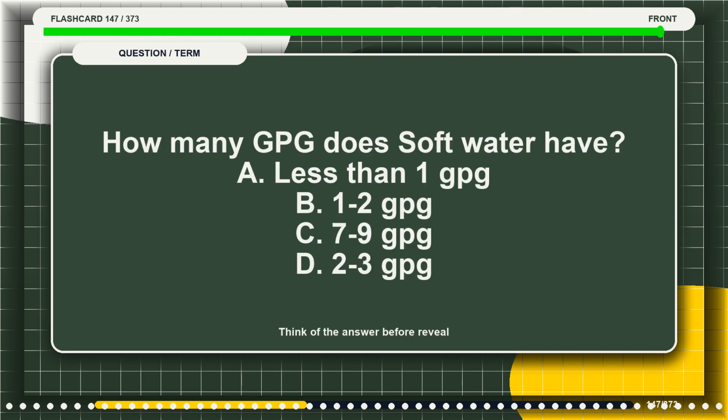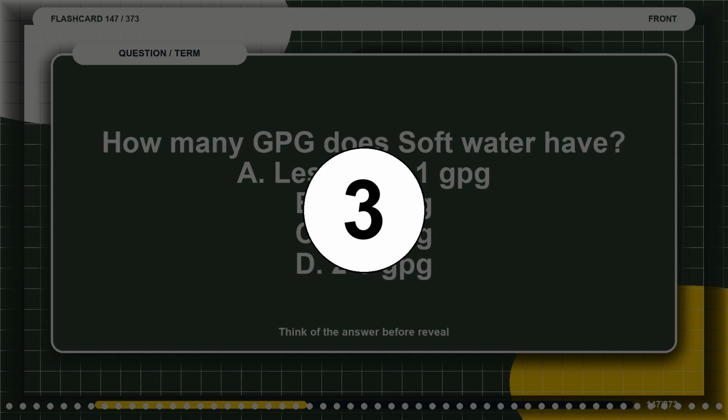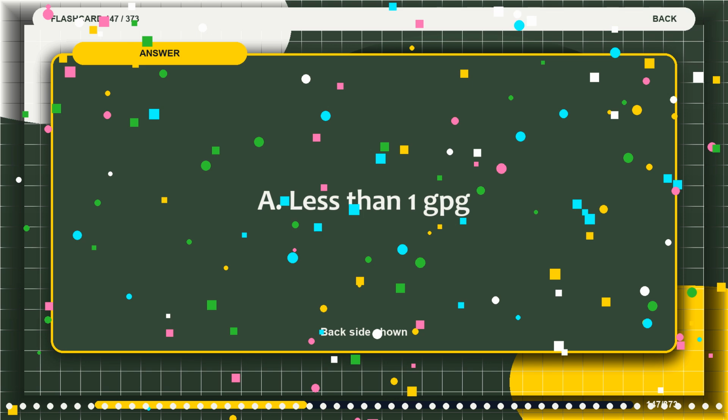Flashcard 147. How many GPG does soft water have? A. Less than 1 GPG. B. 1-2 GPG. C. 7-9 GPG. D. 2-3 GPG. Think of the answer before the reveal. The answer is A. Less than 1 GPG.